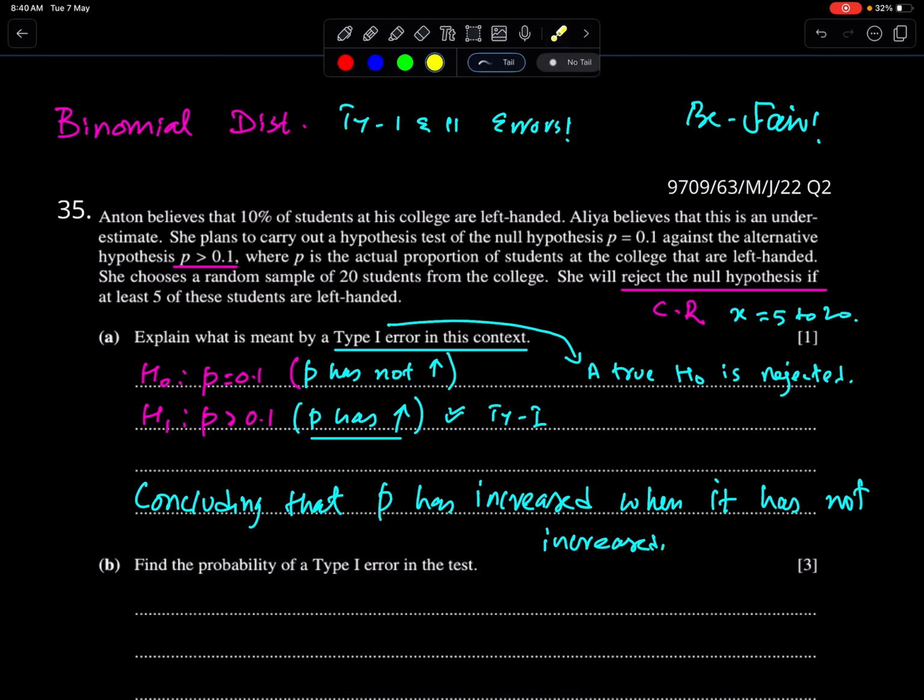Very simple. First, understanding the meaning of a type 1 error. A type 1 error occurs when a true H naught is rejected. True H naught is rejected means H1 is accepted, meaning this fact is accepted. So you have to mention this here. Concluding that p has increased. But since this is an error, you have to mention this when it has not increased.